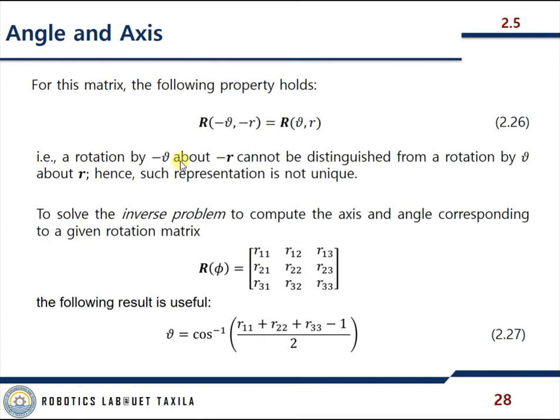For this matrix, the following property holds, that R(minus theta, minus R) is equal to R(theta, R). So if you take the negative angle and the negative axis, it would be equal to, as you move in a positive direction about the positive axis.